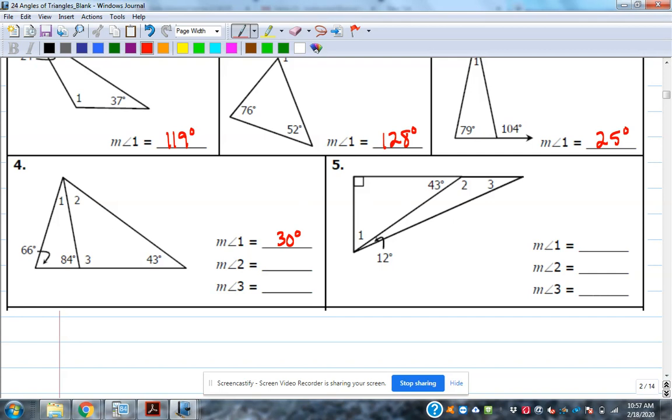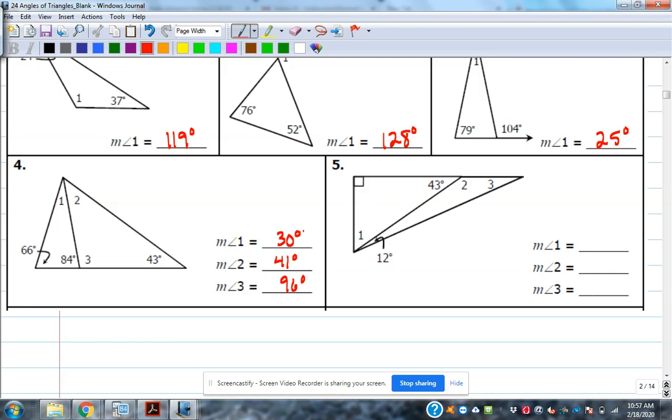And how can we get angles 2 and 3? That's the tricky part. Yeah, 84 and 3 would be a linear pair. We could use that if we wanted to find angle 3. That's one way to go. So 180 minus 84 would be 96. Which is how much? 41.